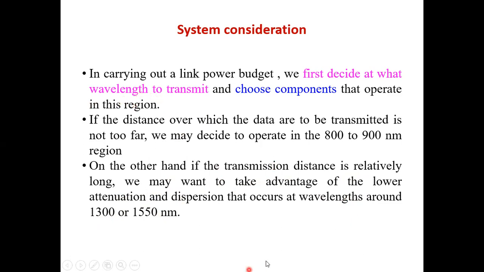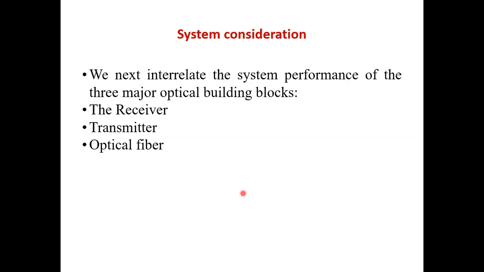So how do you select your wavelength? Based on your distance of transmission. For a smaller distance, you will go for 850, the first optical window. For a longer distance, you might go with either 1310 or 1550 nanometer wavelength. Okay, then I have decided the wavelength. Now we have to select the receiver, the transmitter, and the optical fiber.